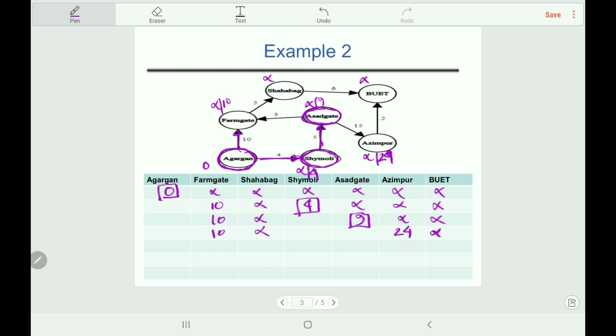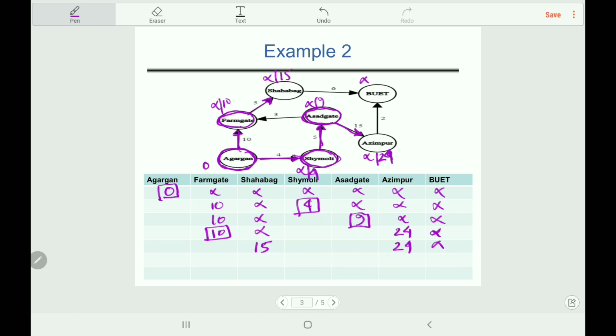Now the minimum one among all these values is 10. That means we are here in Farmgate. From Farmgate we can move directly to Shahabag, which takes the value 5. So 5 plus 10, which is 15, and less than infinity. So we should write here 15 instead of infinity. We cannot move anywhere else in the graph directly from Farmgate, so we should not update these two values.